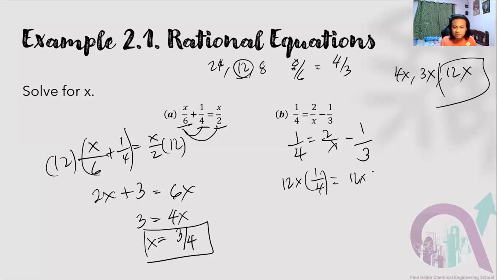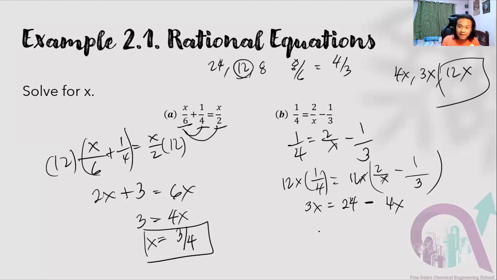So 12x, 2x minus 1/3. Okay, 1/3. So you have 3x here. Cancel. You have 24, right? 24 already. Minus 4x, because 12 divided by 3 times x is 4x. Okay? 12 divided by 3 is 4x.